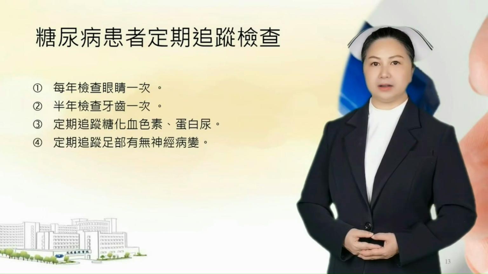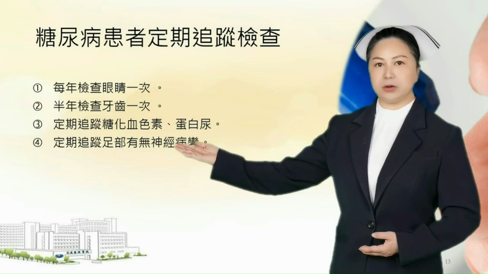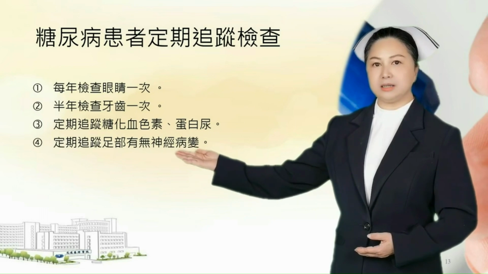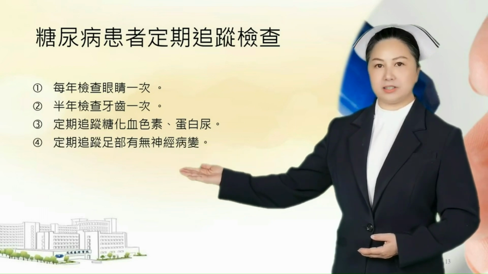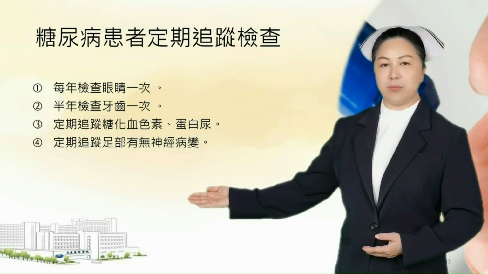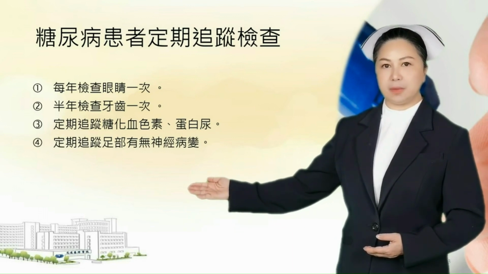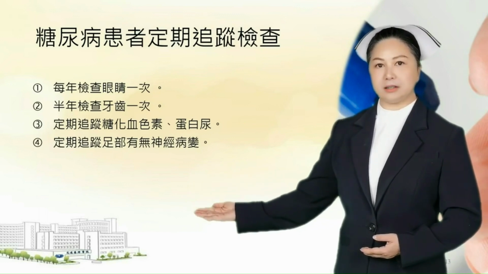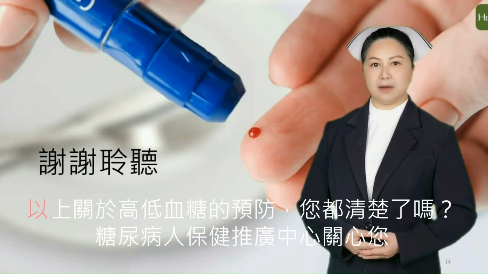Finally, everyone must know that diabetic patients should be followed up regularly. It is recommended to track these items. First, check your eyes once a year. Second, check your teeth once every 6 months. Third, regularly follow up glycosylated hemoglobin and proteinuria. Fourth, regularly follow up on the prevention of high and low blood sugar in the above stages.